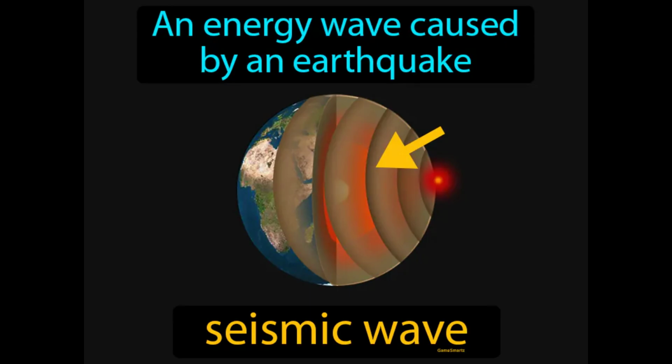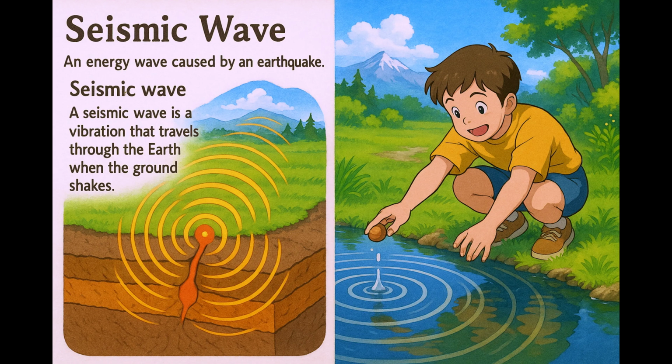An energy wave caused by an earthquake, seismic wave. A seismic wave is a vibration that travels through the earth when the ground shakes. Imagine you drop a small stone into a calm pond and watch as ripples spread outwards from the point of impact. This is similar to how seismic waves behave during an earthquake, where energy is released and travels outward from the quake's origin, much like the ripples from the stone.